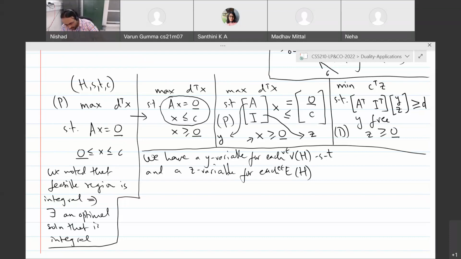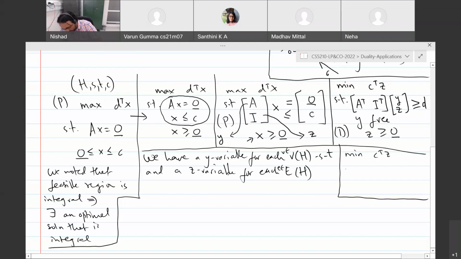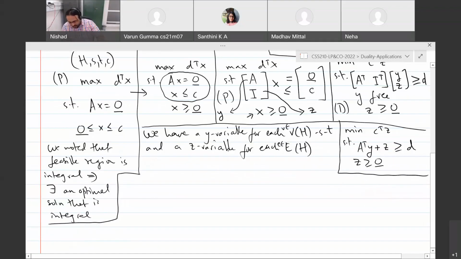Okay, let us write it down once again in a different way. So this is minimize C transpose Z subject to A transpose Y plus Z greater than or equal to D. If you think about how the matrix multiplication works, you will get exactly this. Okay, and Z's are non-negative. So this is one way to write the dual. So we have written it in 2 different ways.